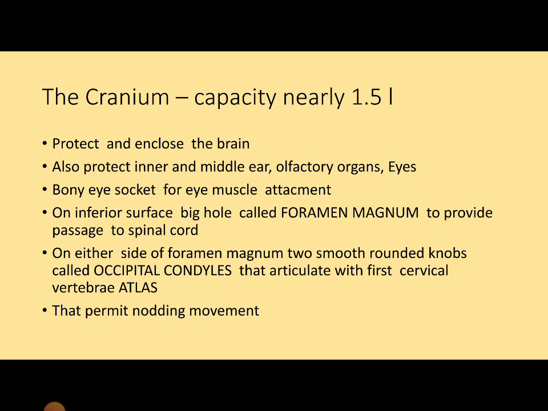On the inferior surface, there's a big hole. We call that the foramen magnum. It provides passage for the spinal cord. On either side of the foramen magnum, there are two smooth round knobs. They are called occipital condyles. The occipital condyles articulate with the first cervical vertebra, the atlas, and permit nodding movement.